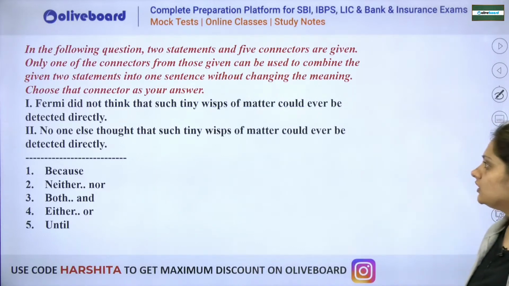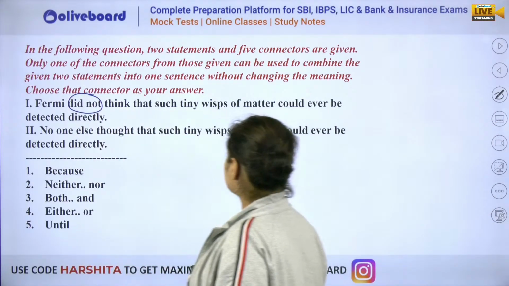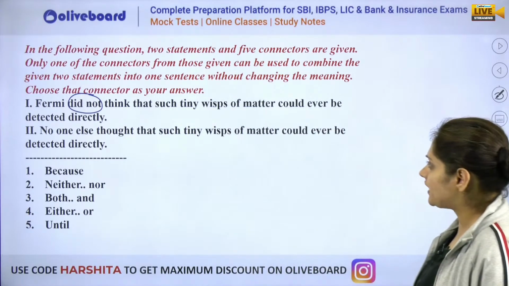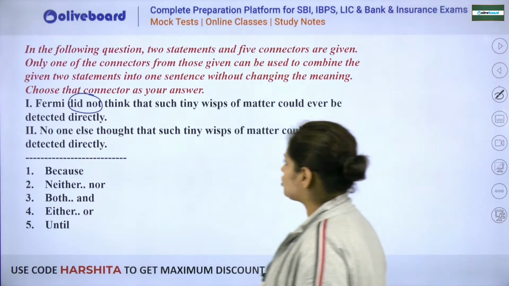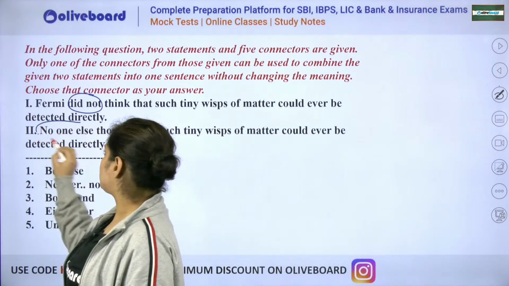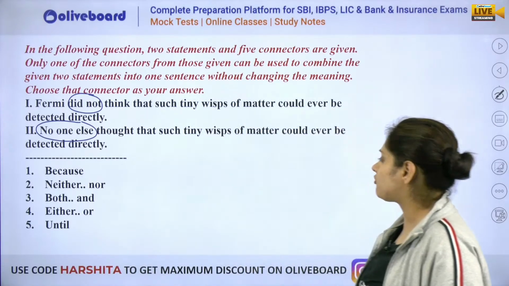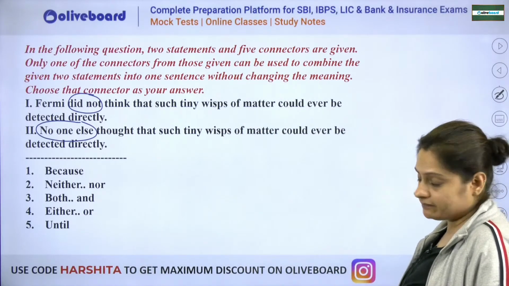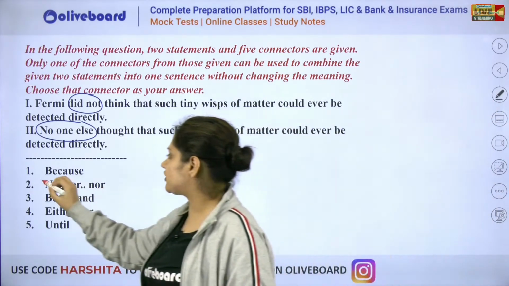Yes, very good. Now, Fermi did not think that such tiny wisp of matter could ever be detected directly. Small matter. No one else thought. Now, here also negative context. Fermi did not think. No one else thought also that such tiny wisp of matter could be detected. It is same thing, right? We are discussing. So that is why I said it is a very basic question of connector.